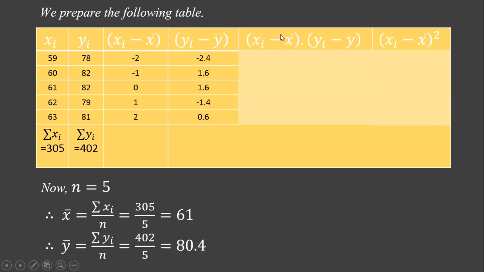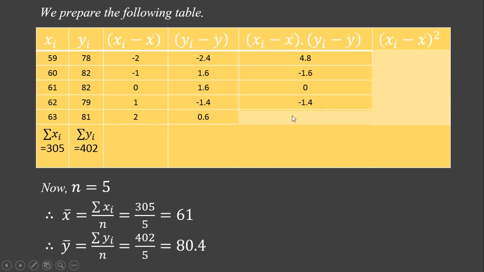Now the next column is the product of these two. We only have to take the product of these two and fill up the entries in this column. So xi minus x bar into yi minus y bar: minus 2 into minus 2.4. Here these two numbers are negative, so we get the product 4.8. Minus 1 into 1.6, we get minus 1.6. 0 into 1.6, we get here 0. 1 into minus 1.4, we get here minus 1.4.